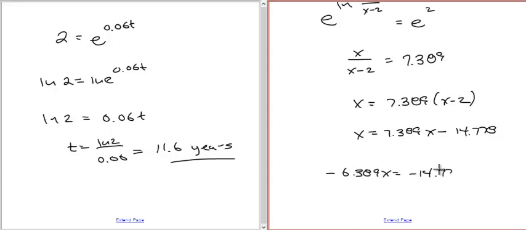And the right-hand side term here just stays the same. And you divide both sides by negative 6.389, and you get x equals 2.313.